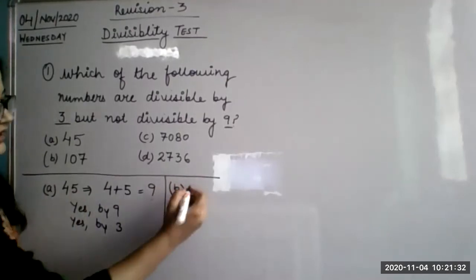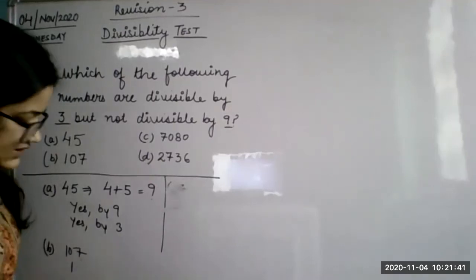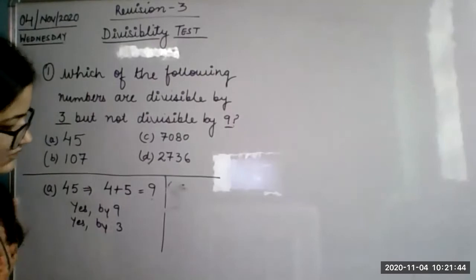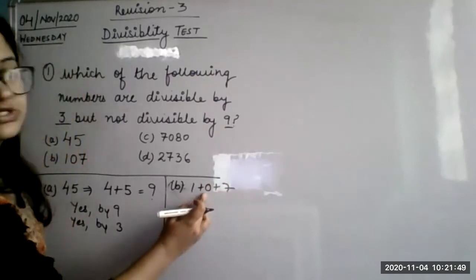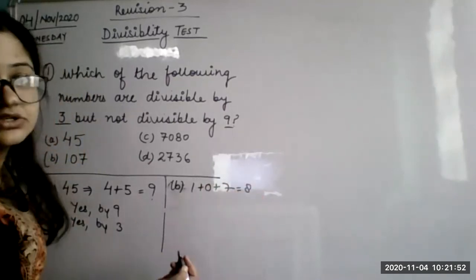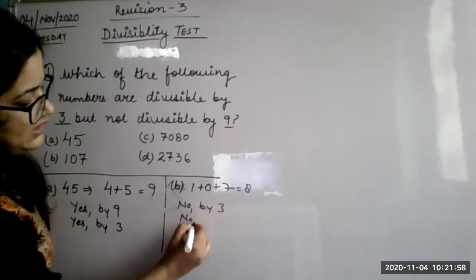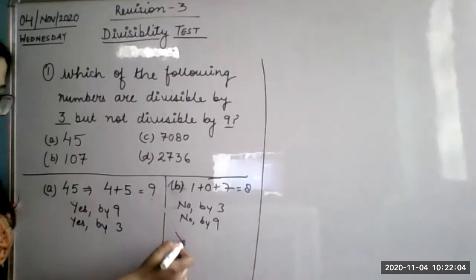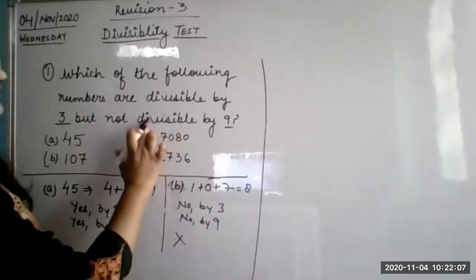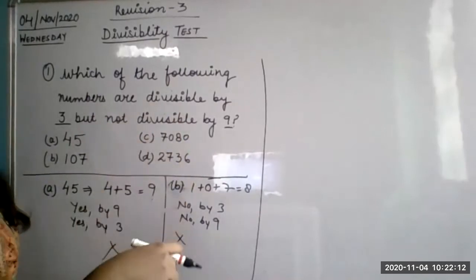Now we will see the B part. B part is 107. I'm writing the B part here. 1, 0, 7. 7 plus 0 plus 1 is total 8. 8 is not divisible by 3. No by 3, no by 9. So this one is not divisible by both of them. So we will not put a tick over here, because you have to tell which is divisible by 3 but not by 9. We have to tick which is divisible by 3 but not by 9.